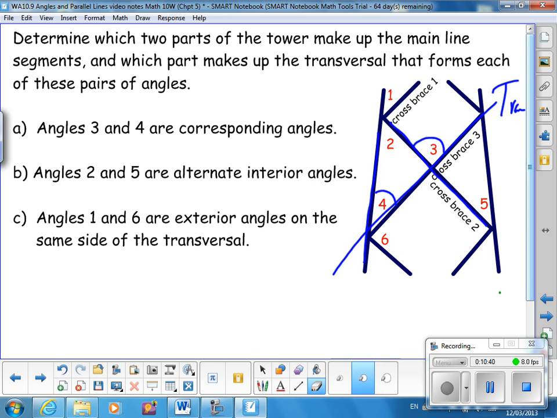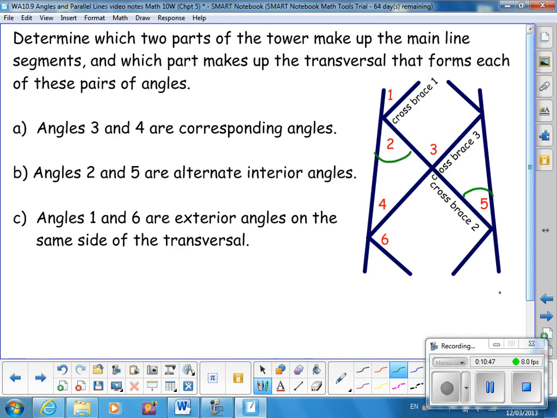We'll erase that and try a second one. If 2 and 5 are alternate interior angles, then this makes the transversal. And these two lines would be the straight lines that create that angle. And the third combination, angle 1 and 6 are exterior angles. That means they have to be exterior of these lines, and this would be the transversal.